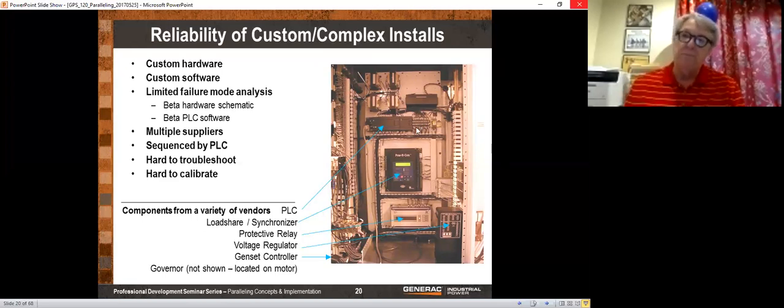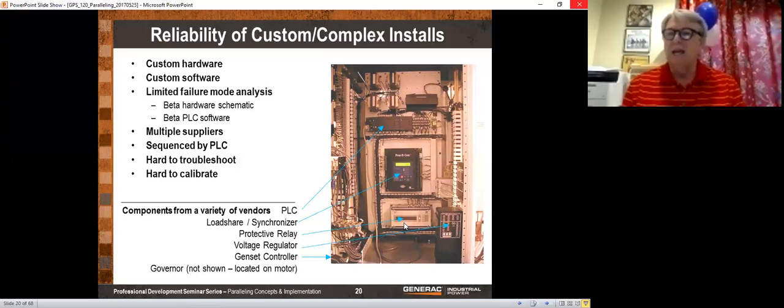Now let's take a look at these boxes. At the top is a programmable controller. What's in the programmable controller? Well, I would tell you that there's a power supply, there's a circuit board, there's a microprocessor, and there's a program. Well, how about the load share synchronizer? What's inside of that thing? Well, I would tell you there's a power supply, there's a circuit board, there's a microprocessor, and there's a program. How about the protective relay? What's inside of that? Well, there's a power supply, there's a circuit board, there's a microprocessor, and there's a program. I won't go on. I think you get the point.